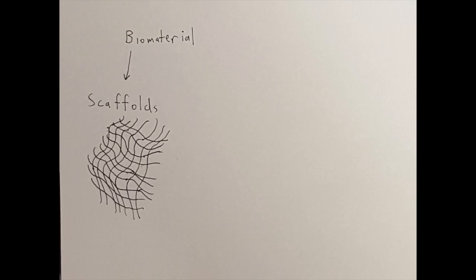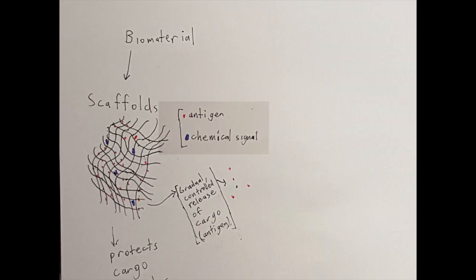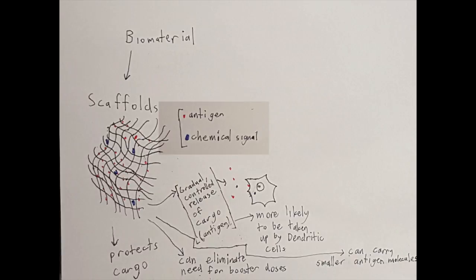Biomaterials can be used to form scaffolds, which allow for a long-term controlled release of cargo molecules, such as an antigen, by loading the molecules onto or conjugating them into the scaffold. The scaffold protects its cargo, which can also include other chemicals, such as activation signals, from degradation, and can be engineered to release them under certain conditions over extended periods of time. This can increase the likelihood that antigens are taken up by dendritic cells, and potentially eliminates the need for booster doses in vaccines. In addition, these polymers can be carriers for antigens that are too small for existing carriers, such as alum.